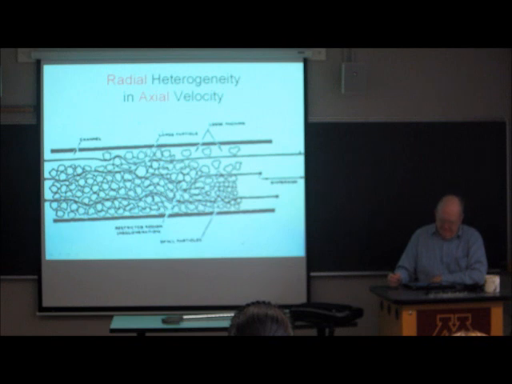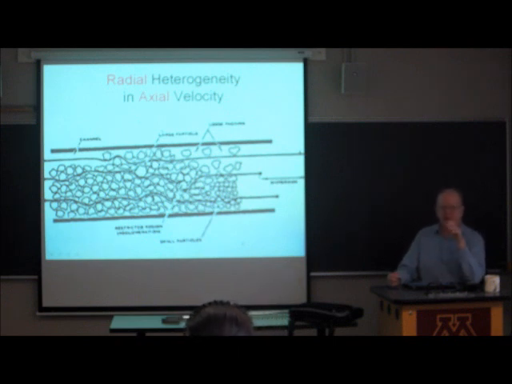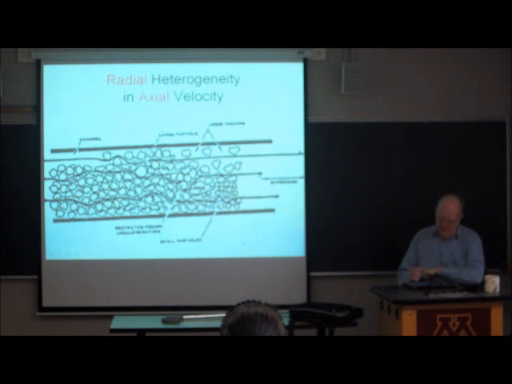When a fluid moves through a bed, a randomly packed bed, the axial velocity of the fluid is not the same everywhere in the column. So, for instance, this flow stream here would have a different velocity than this flow stream here, which would have a different velocity than that flow stream there.